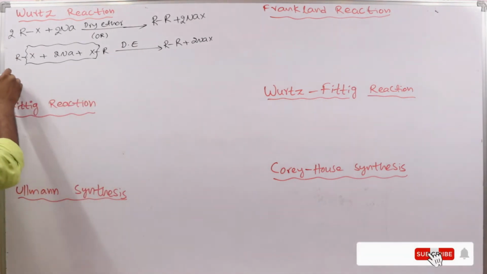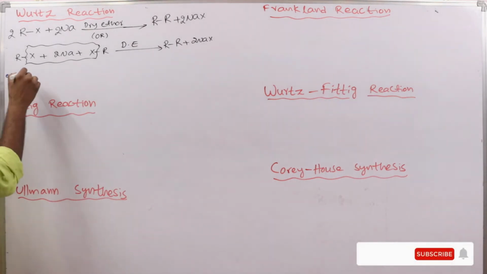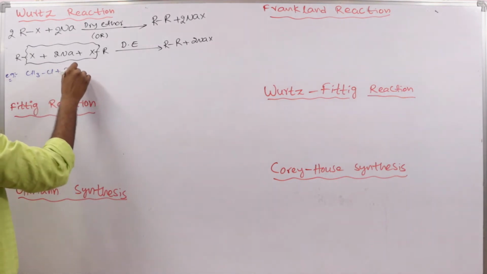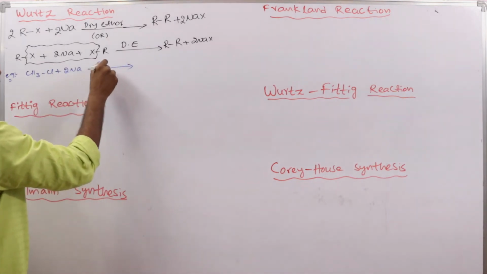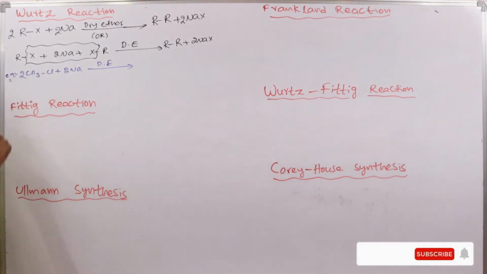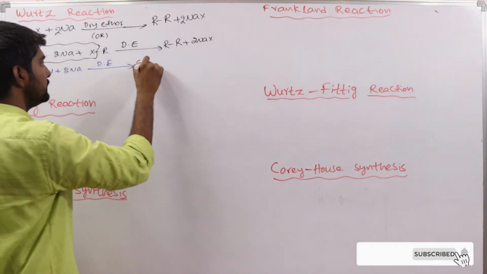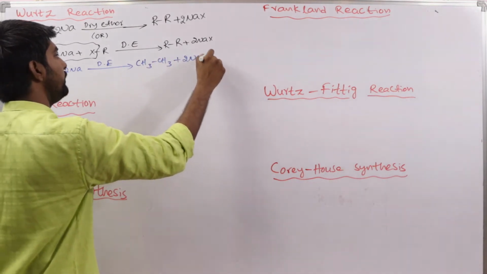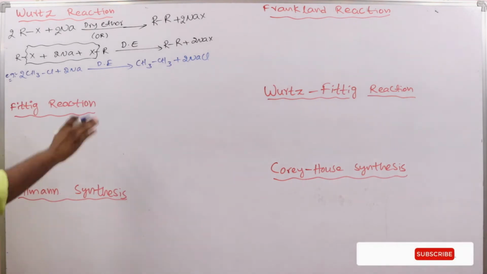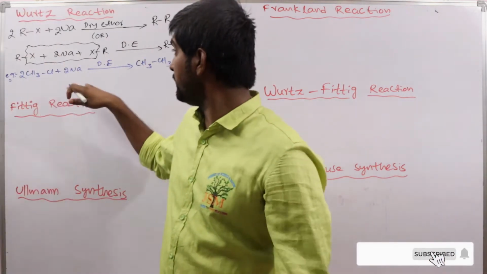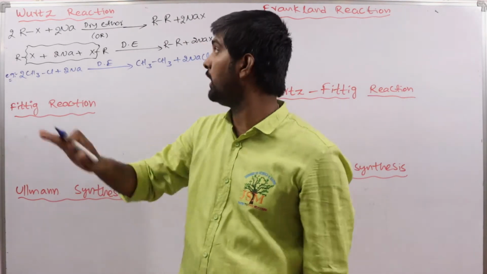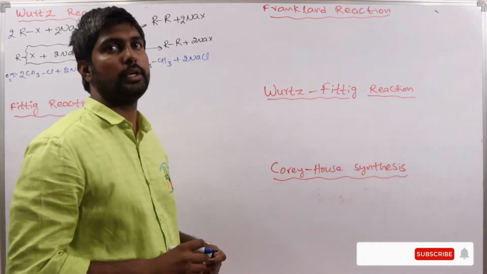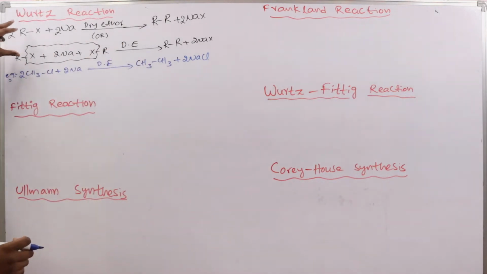For example, let us take one specific example. We have CH3Cl plus 2 moles of sodium in dry ether. So 2 moles of CH3Cl. What is the product here? CH3CH3 plus 2 moles of sodium chloride. Never try to learn these specific examples by heart. Only focus on the general reaction, then only we can remember organic chemistry reactions easily.